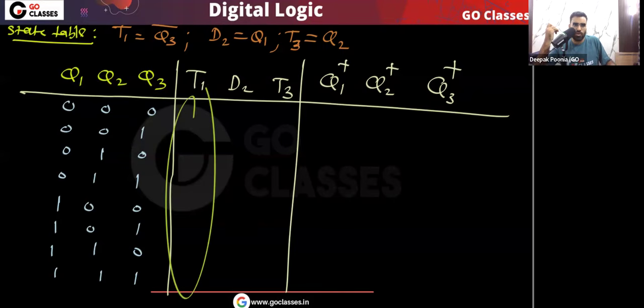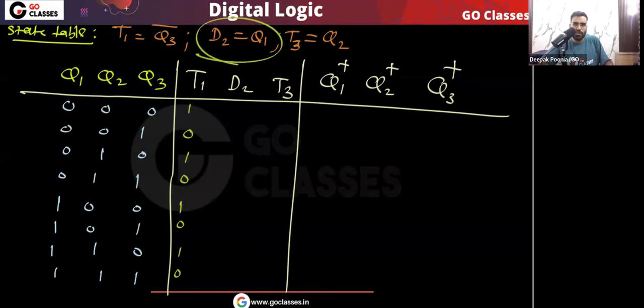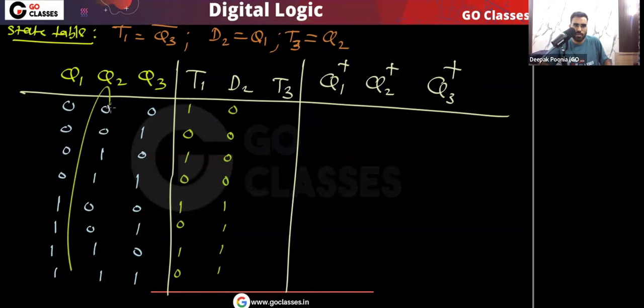Now you can quickly draw this T1 column. This T1 is basically Q3 complement. So just do Q3 complement. That's it. What is D2? That is same as Q1. This D2 will be same as Q1. So you can see, just do 0, 0, 0, 0, 1, 1, 1, 1. Now what is T3? That is Q2. This T3 column is same as Q2 column. So you can see 0, 0, 1, 1, 0, 0, 1, 1. Very simple.